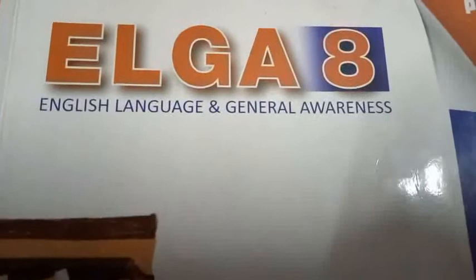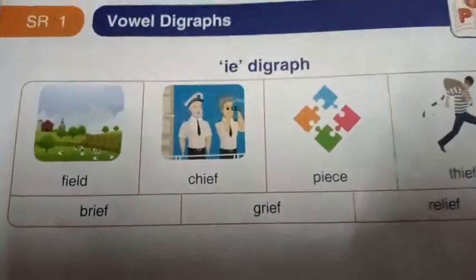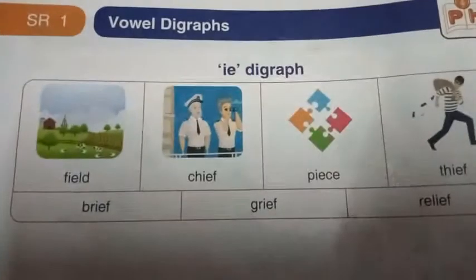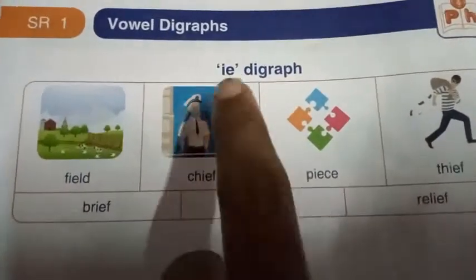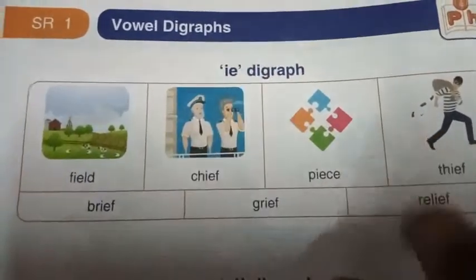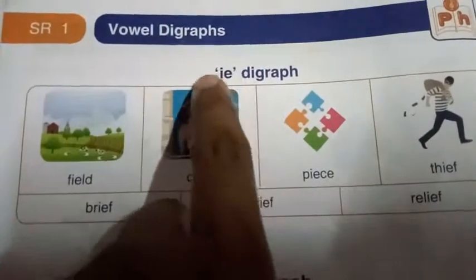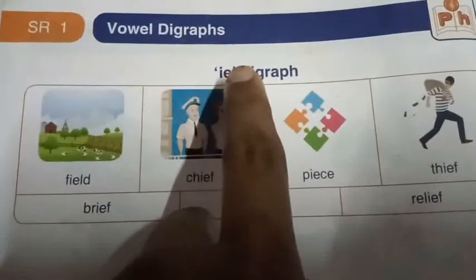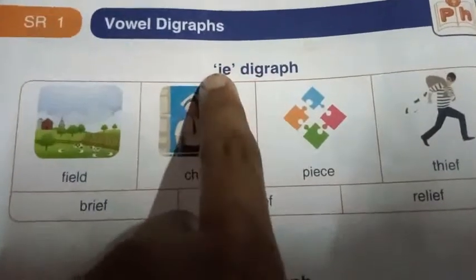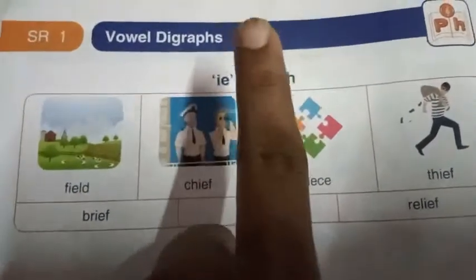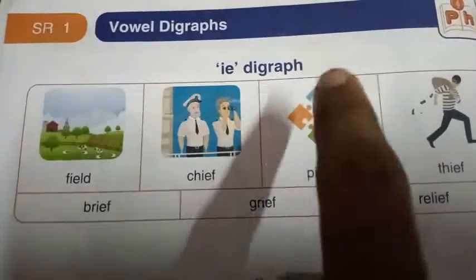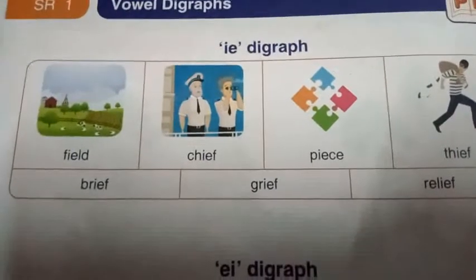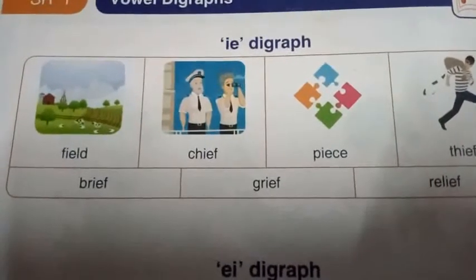I will show that. This is the vowel digraphs page from your Unit 1 SR book. Vowel digraph means what? When two letters come together where at least one is a vowel, they create one sound. These sounds are called vowel digraphs. Today also we will read these digraphs, right?